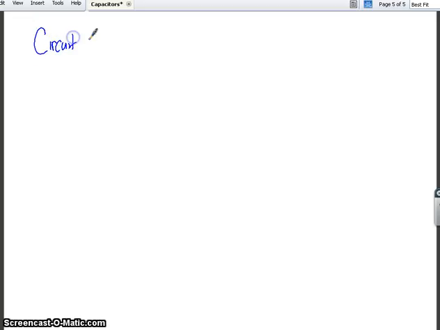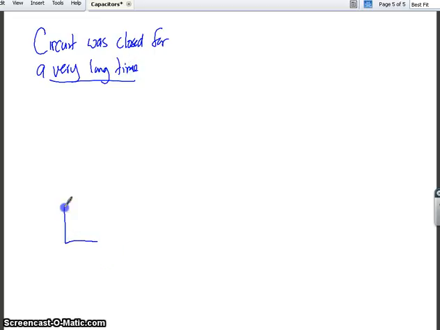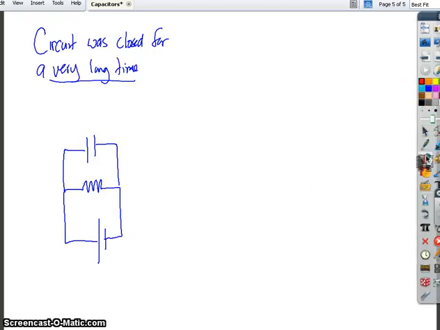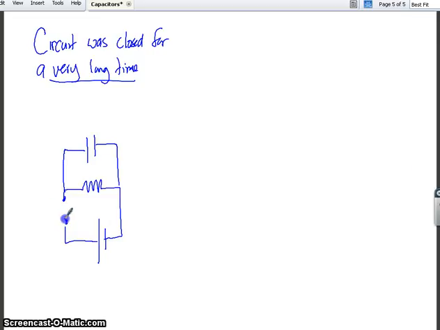was closed for a very long time. And it's kind of like, why is that there? Why does that matter? So let's just say we have a circuit here, battery, and then we have a capacitor here. And I'm going to put a switch right here. So we have a switch that's open right here. And we're going to say the circuit was closed for a very long time. So basically we closed the switch for a very long time.